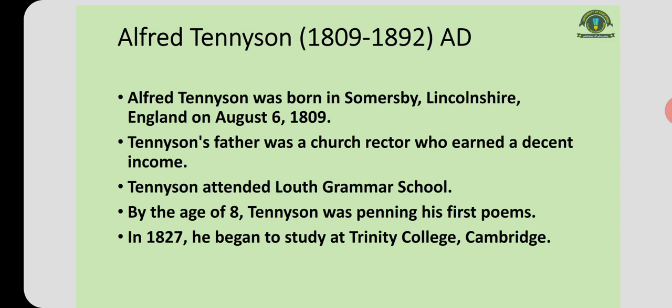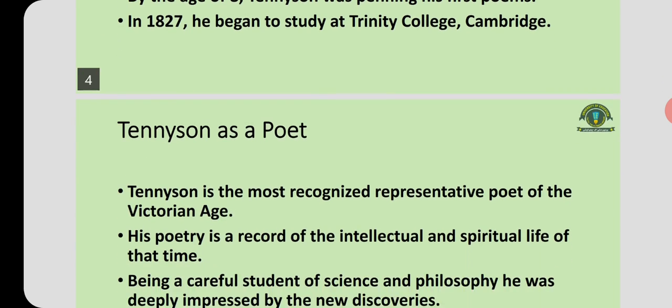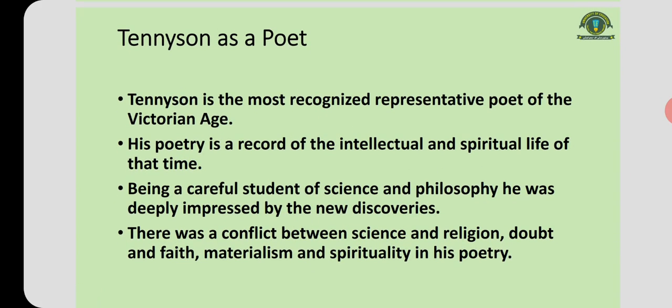In 1827, he began to study at Trinity College, Cambridge University. As a student at that time, Tennyson thought that there would be a great deal of subject matter if he brought diversity into his poetry. So he did. He brought some type of diversity in his poetry.